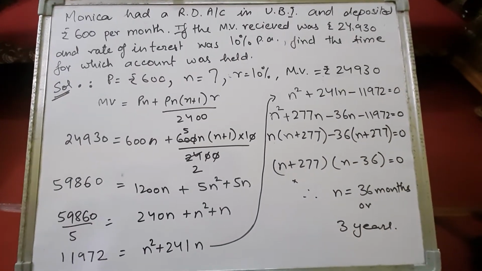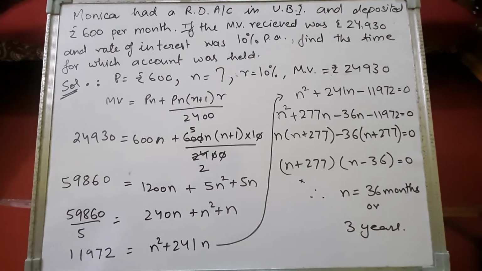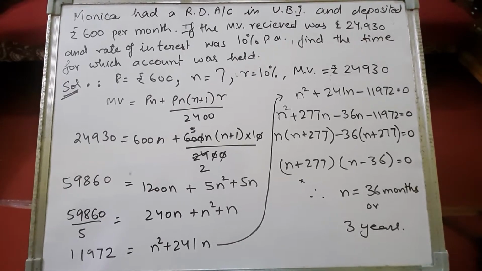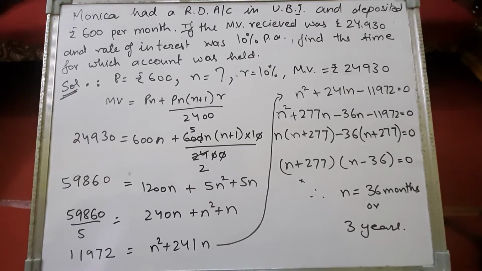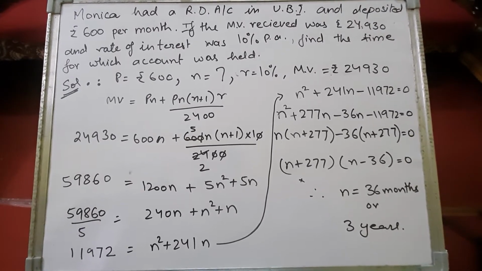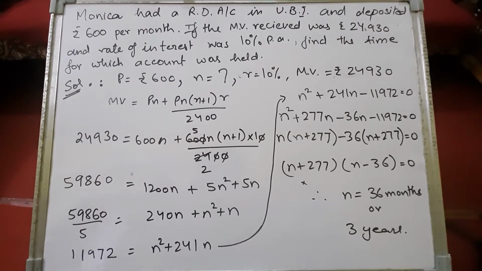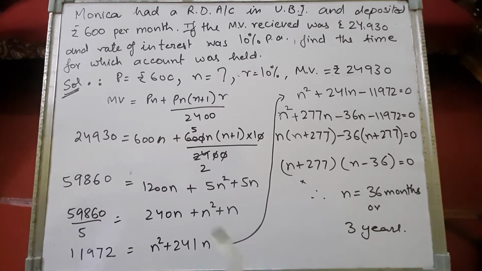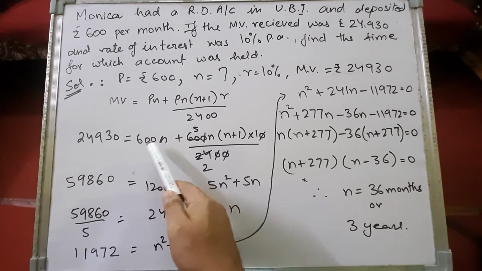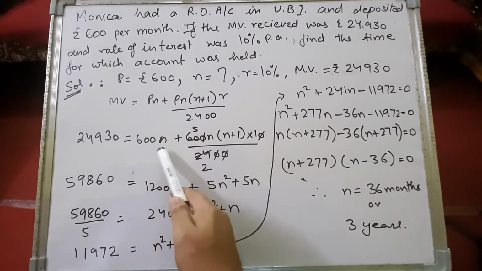Right, children? Now what is the formula for finding the maturity value? MV equals nP plus Pn(n plus 1) into R upon 2400. Where nP will be the amount deposited and the interest will be Pn(n plus 1) into R upon 2400. Now when we substitute these values, what will we get? In place of maturity value, put 24,930. In place of amount deposited, 600 rupees per month for n months, it will be 600n.